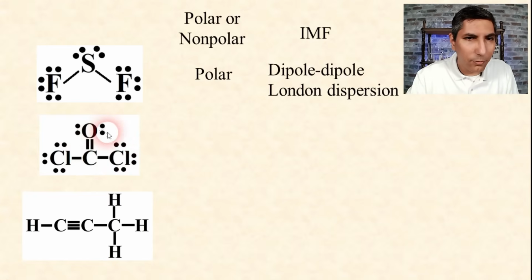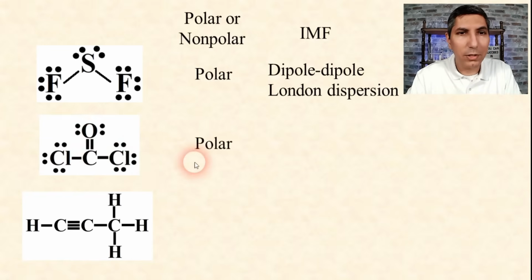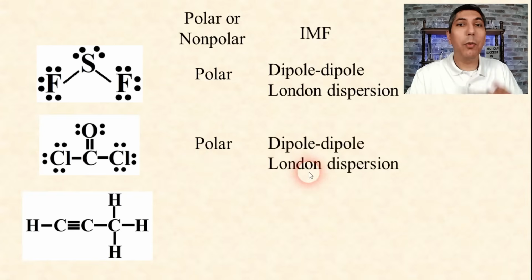We have 4 dots, those 2 unshared pairs, whereas these have 3 pairs. That's a polar molecule as well. And so that means we have London dispersion forces, and we also have dipole-dipole forces.